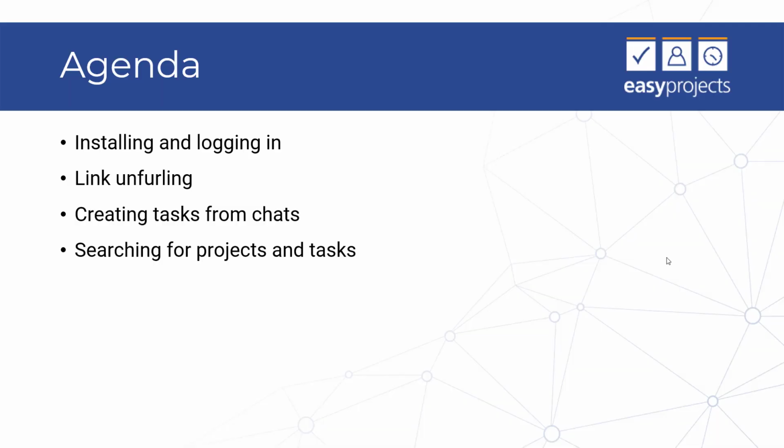In this tutorial, I'll show you how to install the Easy Projects app in Microsoft Teams, how links to projects and activities are shown as user-friendly cards displaying the name, status, and a button to open the item in Easy Projects. This is also known as link unfurling. How to turn your Teams chats into Easy Projects activities, and finally, how to search for Easy Projects items directly from Teams. Let's switch over to Teams and install the Easy Projects app.